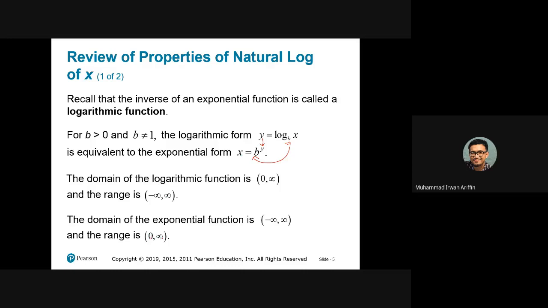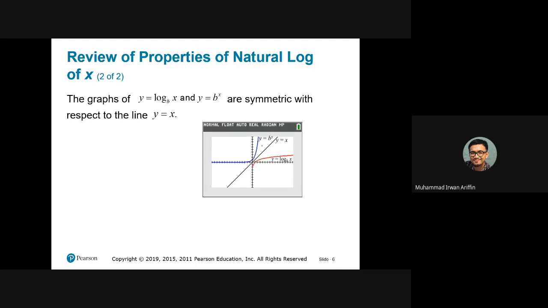Only positive real numbers. So graphically, the natural log and the exponential are inverses. If we have the 45-degree line where y equals x, this is a 45-degree line, and it will act as a mirror.